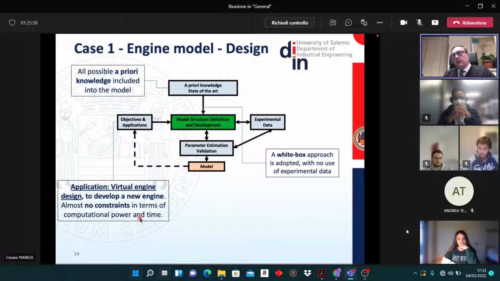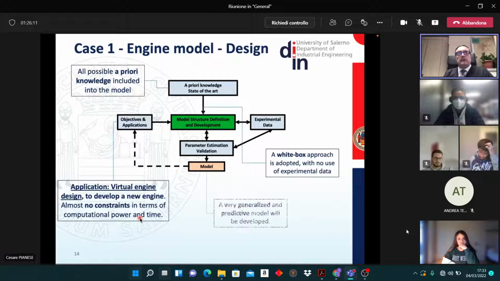For example, here we use a white box approach. For example, three-dimensional models with combustion, for example, this level. And at the end, we will get a very generalized and predictive model to be developed.